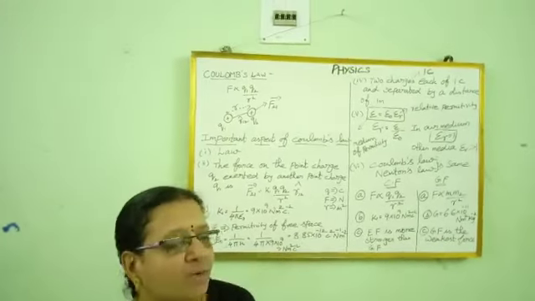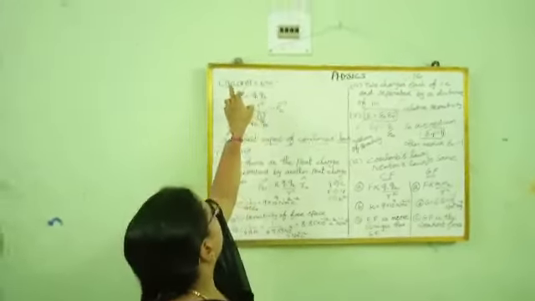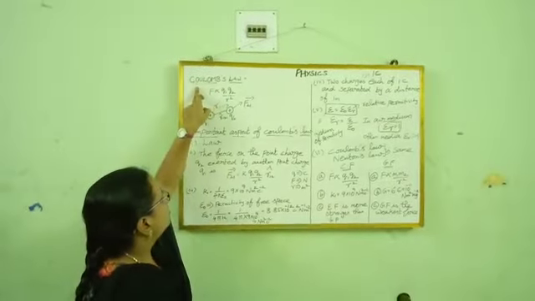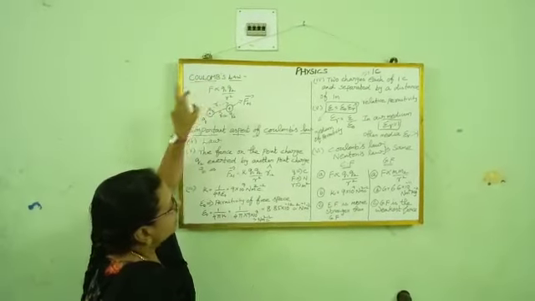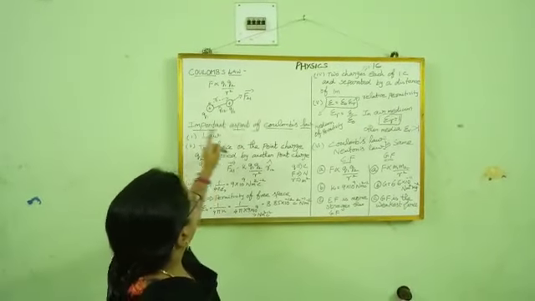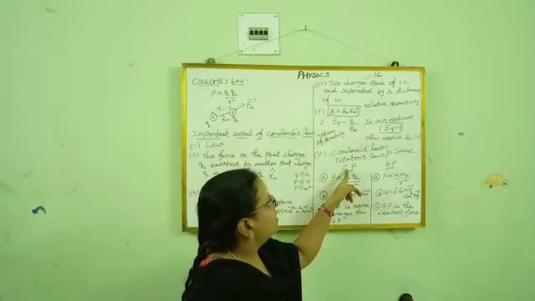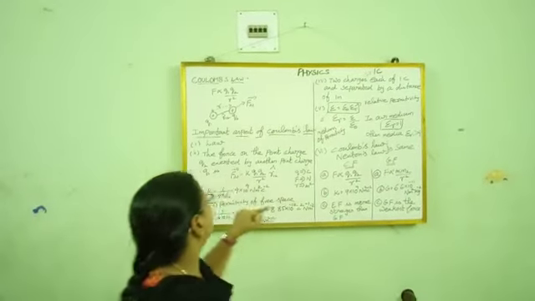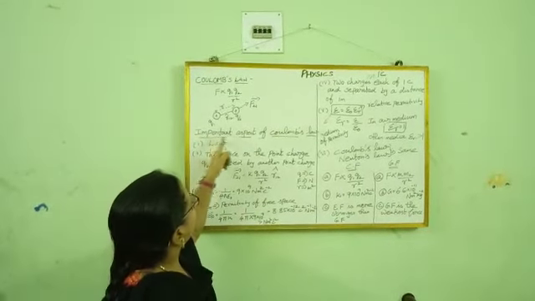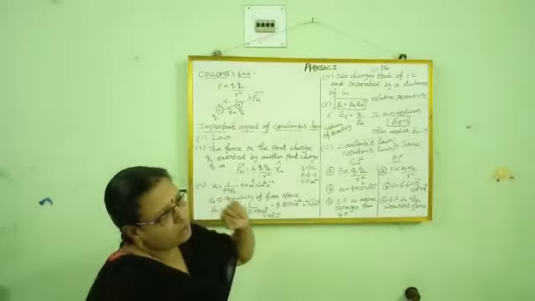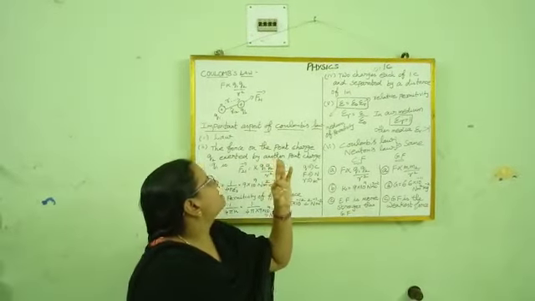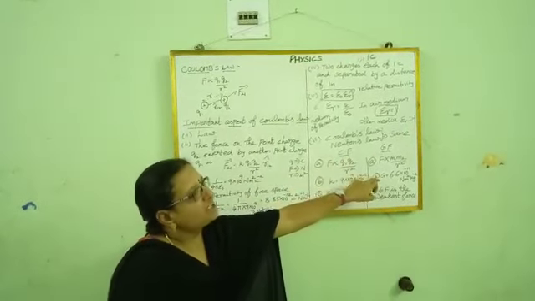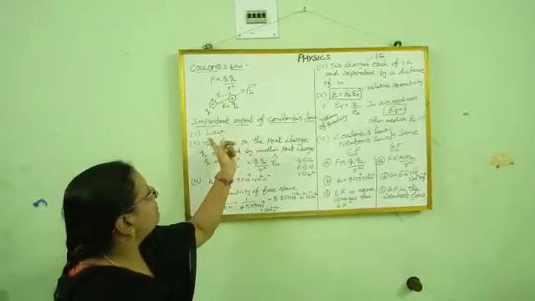Now I will give one homework. Write these in your notebook. First one, state Coulomb's law. This is a 2 mark question. Second, the difference between Coulomb force and gravitational force. Third question, important aspects of Coulomb's law. So I will give 3 questions. Once again: Coulomb's law, then Coulomb force and gravitational force, and last one, important aspects of Coulomb's law.